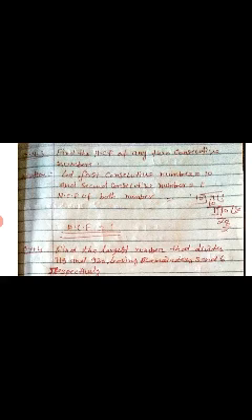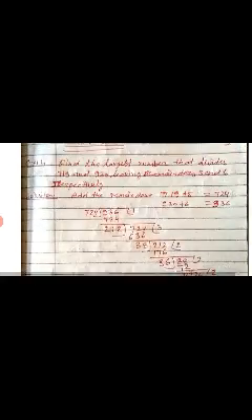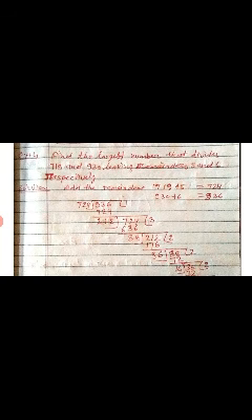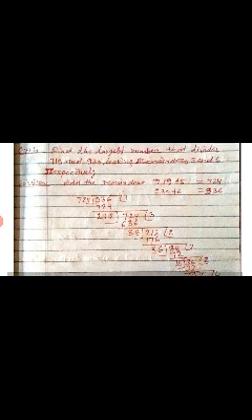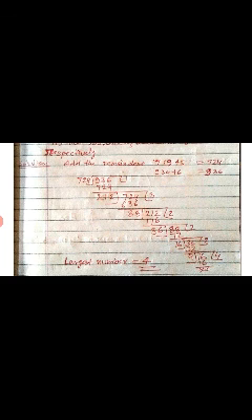Question number 4. Find the largest number that divides 719 and 930, leaving remainder 5 and 6 respectively. Solution: add up the remainders. 719 plus 5 is equal to 724. 930 plus 6 is equal to 936. So that 936 divided by 724. 724 1 is 724, work of subtraction. You will find the remainder 212.